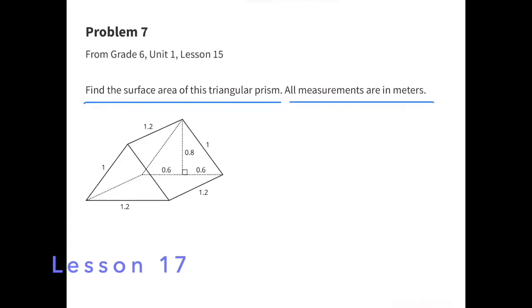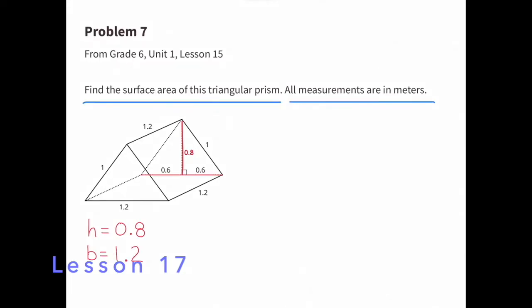Number 7. Find the surface area of this triangular prism. All measurements are in meters. The height of the triangular faces are 8/10 of a meter, and the length of the bases of the triangular faces are 1 2/10 meters.